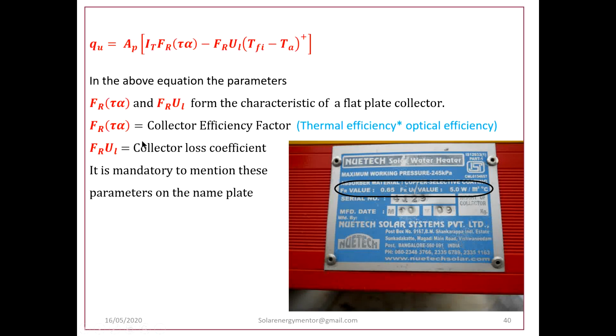Viewing the importance of these two parameters, the Bureau of Indian Standards has made it mandatory to mention these parameters on the nameplate. We have already seen in our previous presentation that for this sample nameplate, FR tau alpha values and FRUL values are given here. So this becomes mandatory. So these are those FR tau alpha and FRUL values.